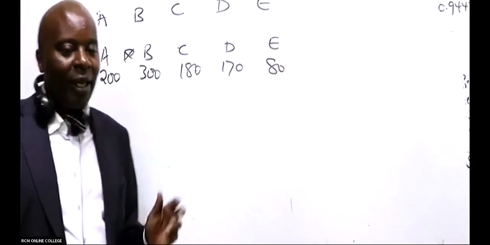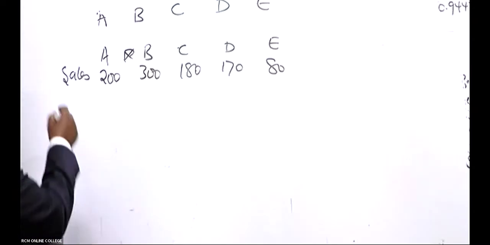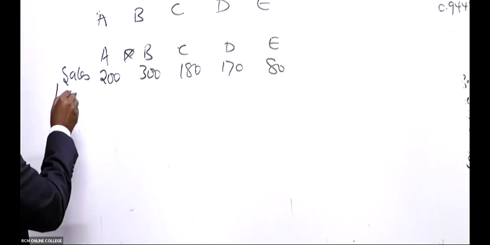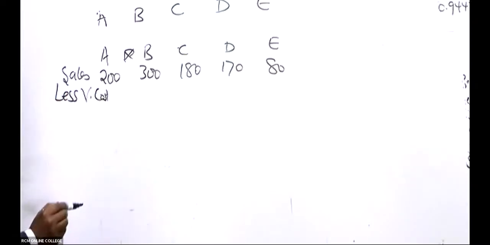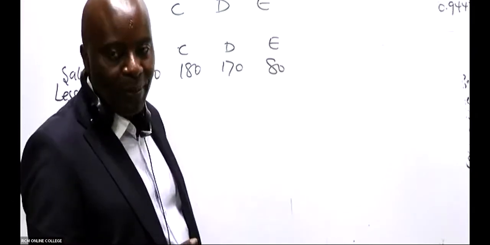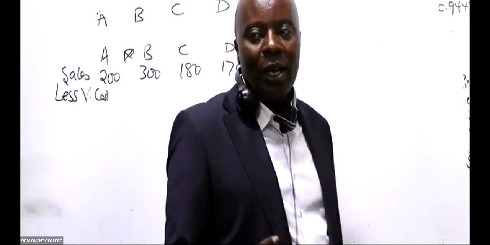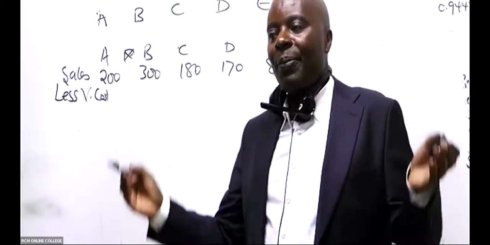But now tell me, after I've been able to write sales here, I want to get my profits. What will be the next thing? We less variable cost. Thank you very much. So come here and less variable cost. I'll write this like that. You guys can write it in full. And the variable cost, ladies and gentlemen, they have given us a criteria for the same. They have told us we use what percentage? 40% of the revenue.